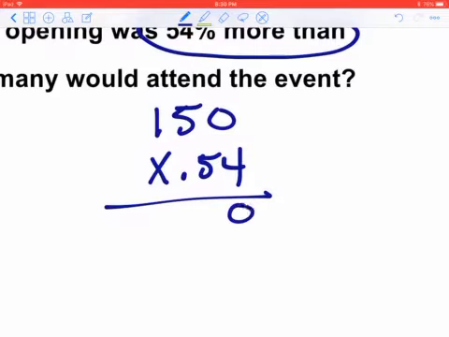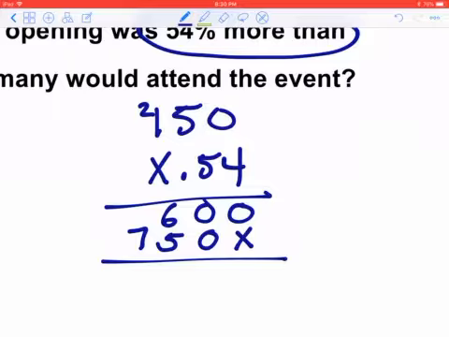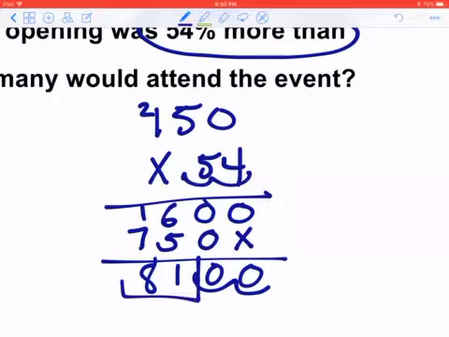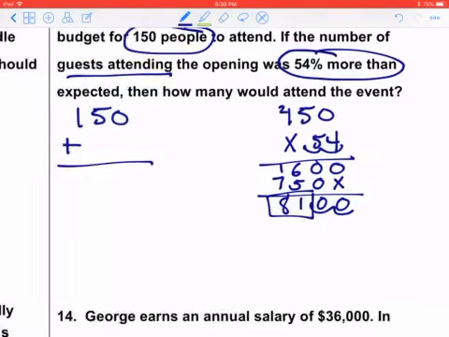So 0 times 4 is 0. 5 times 4 is 20. Carry the 2. 4 times 1 is 4, plus 2 is 6. Move over. 5 times 0, 0. 5 times 5 is 25. Carry the 2. 5 times 1, 5, plus 2 is 7. 0, 0, 11, carry the 1, 8, and 1, 2, 1, 2. So 81 is the amount that we're adding.